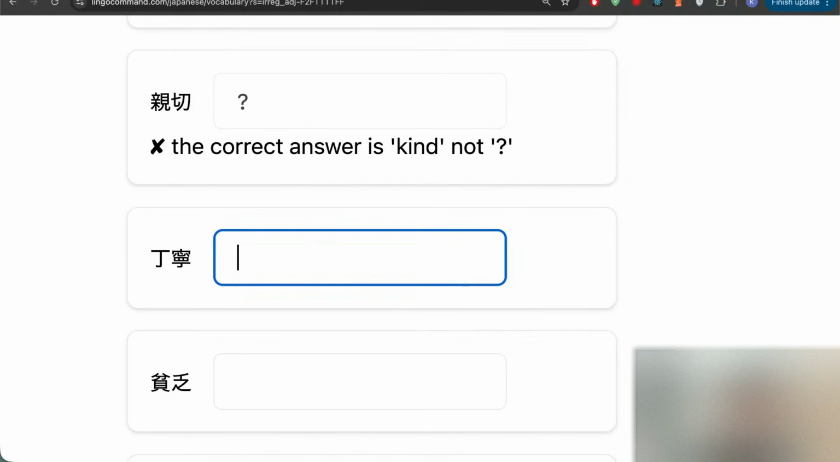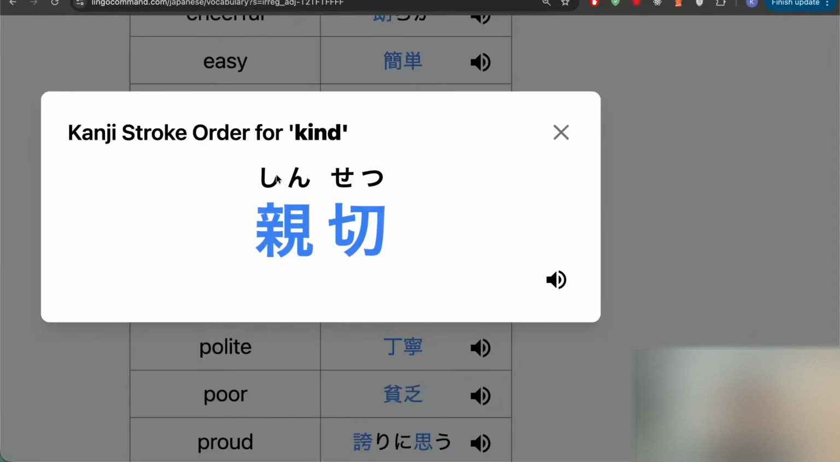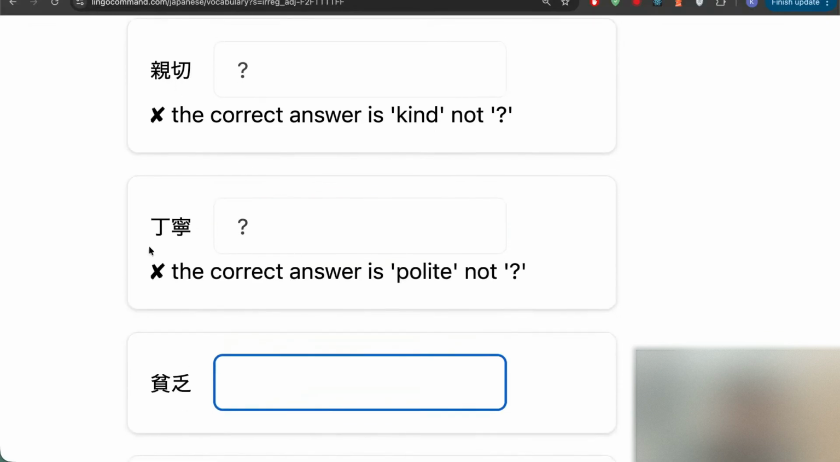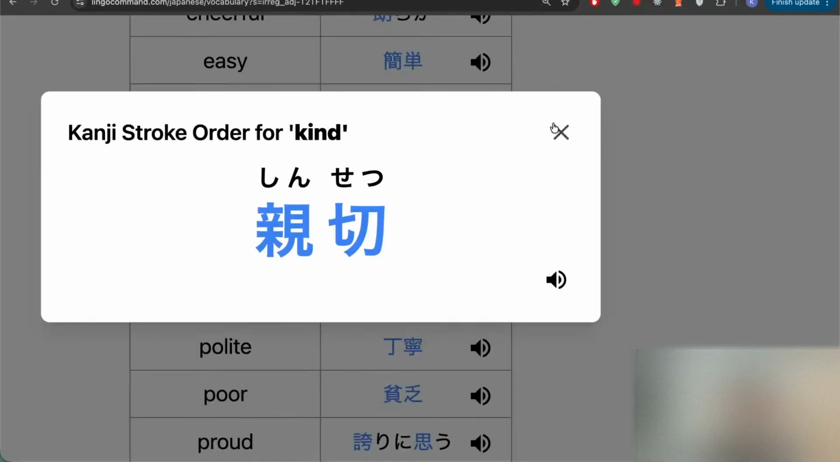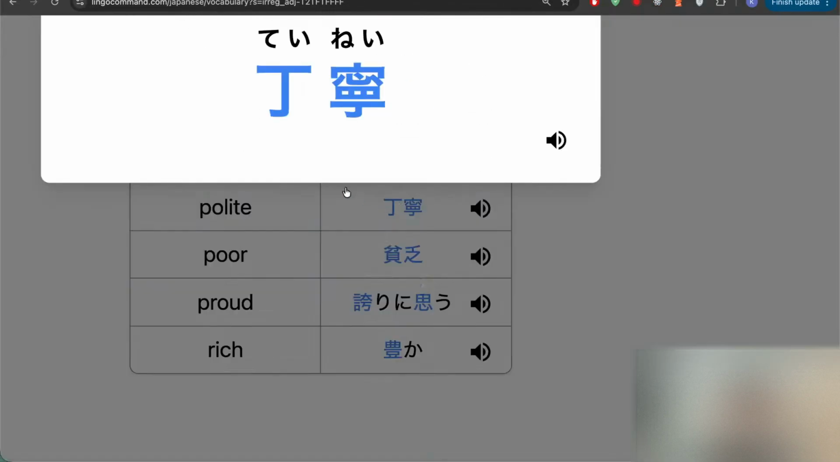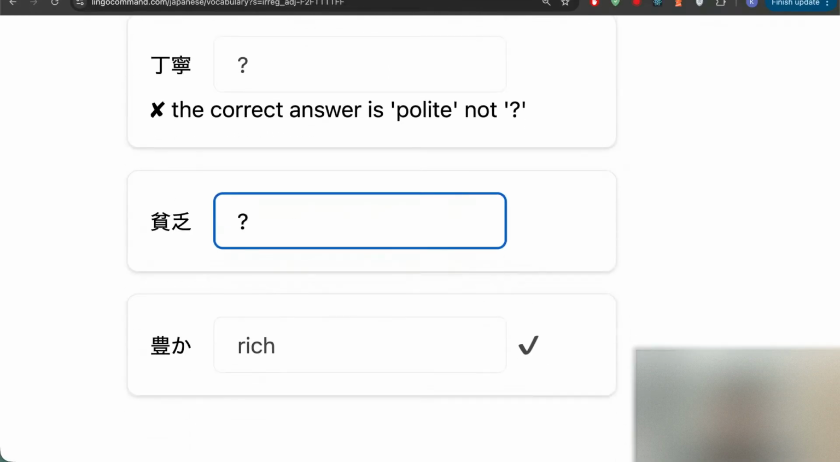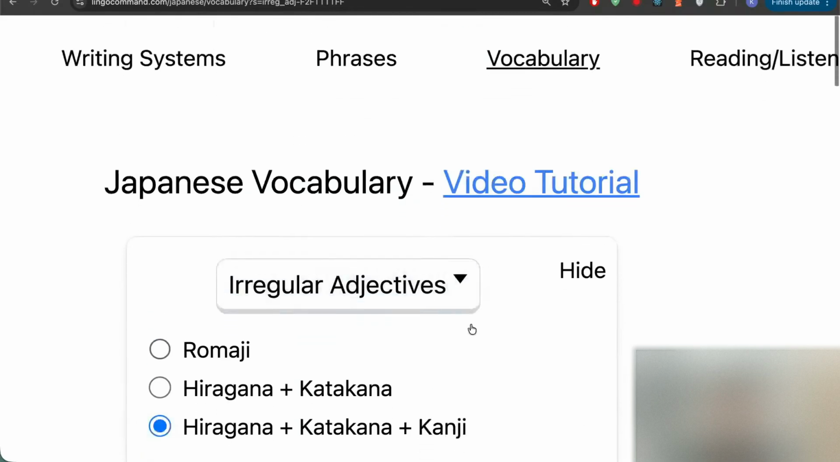Kind is shinsetsu. Shinsetsu. This is teine. Presumably this is te, this is ne, okay. And then this last one here is binbo. Let's go from the top.